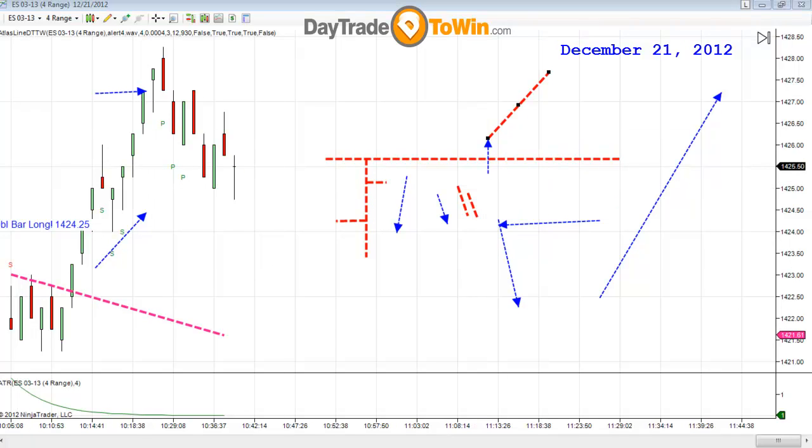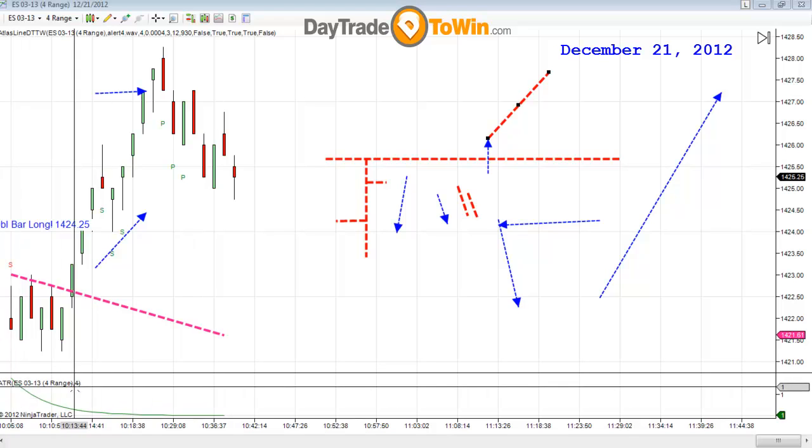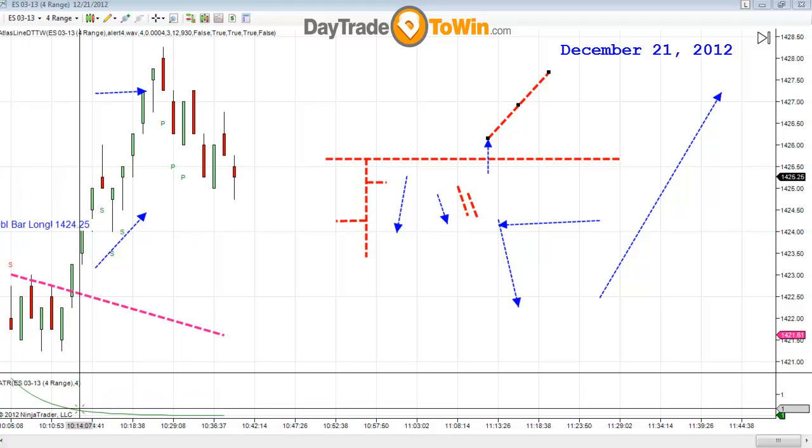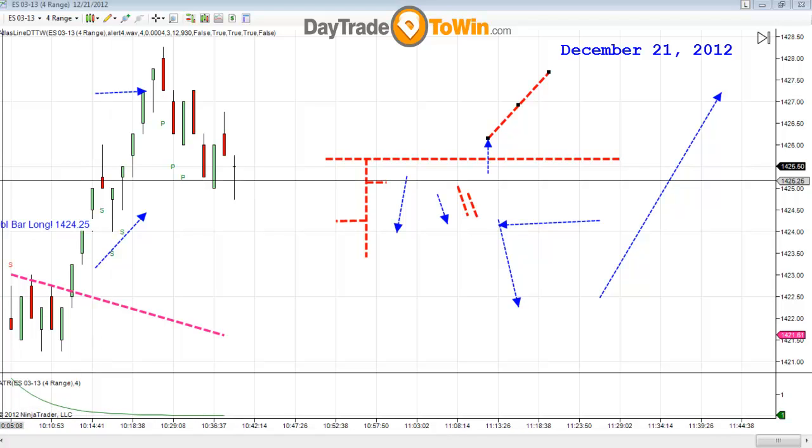Questions on that? Yeah, Jeff, exactly. You can't use the ATR with a range chart, right? Because whatever range chart you're using, it's always going to be the same ATR. It's always 4 ticks. So I was actually explaining that to Walter.